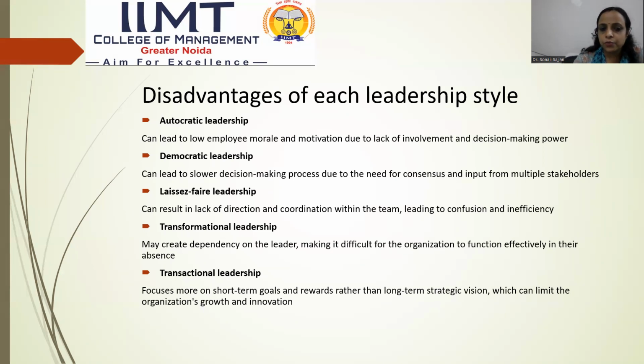Last one, transactional leadership focuses more on short-term goals and reward rather than long-term strategic vision. As we see, if there is a reward in some organizations, then the employees have to complete their goals. They want to show their numbers. They want to just add their numbers for the reward purpose. But for the long-term strategies, for how organizations go to the top position, so that the vision goes, they focus only on short-term rewards, which can limit the organization's growth and innovation.